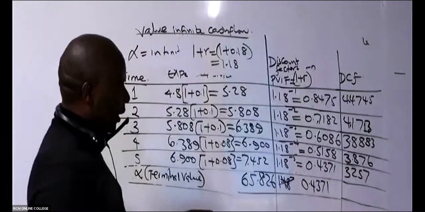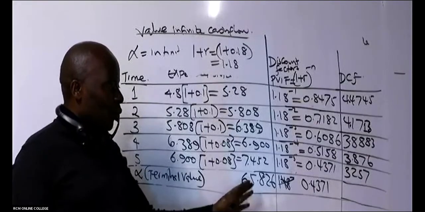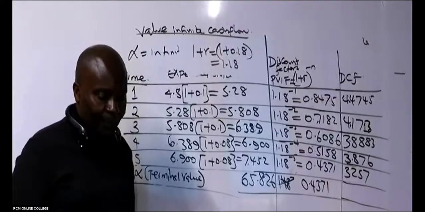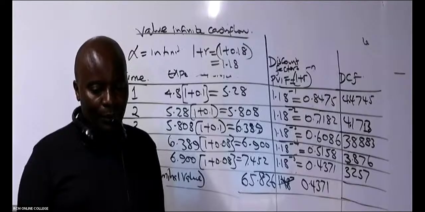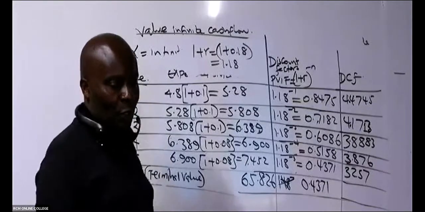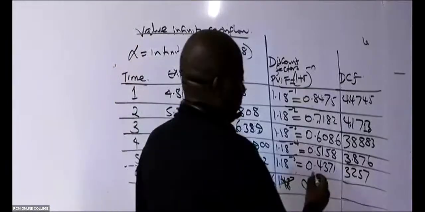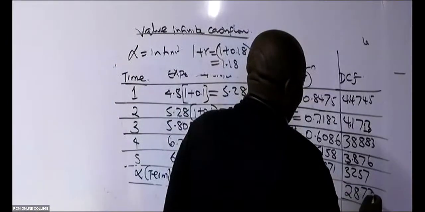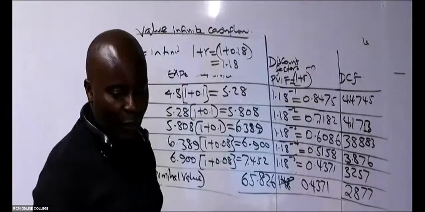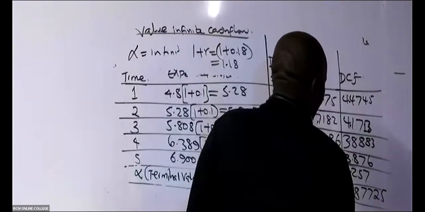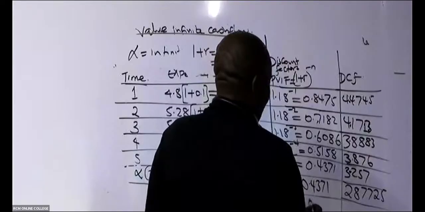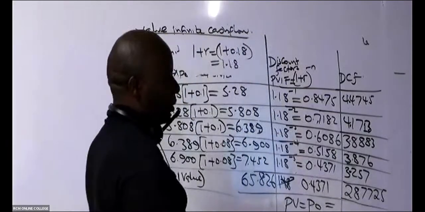Then move on to the next one. The next one, what do we have here? 65.826 times 0.4371 gives 28.77 something, 28.7725, a decimal there. Then give me the present value, which will be the same as my PO.